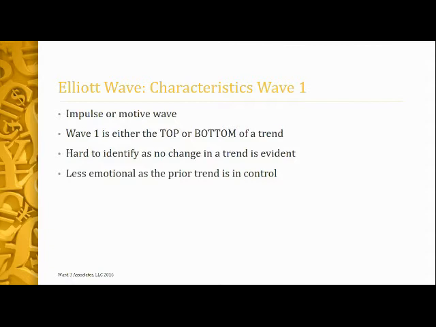Some characteristics of wave 1. Wave 1 is an impulse or motive wave. Wave 1 begins at the bottom of a downtrend and at the top of an uptrend. Okay, it's the very first wave.